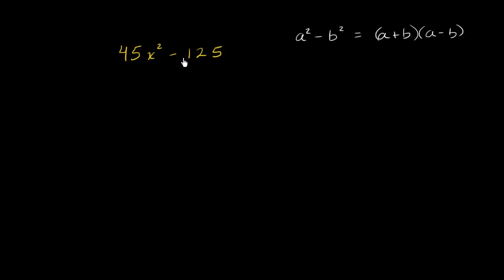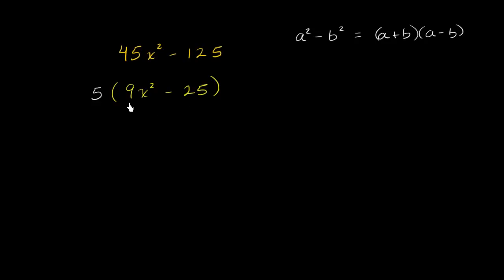But what is interesting is that both 45 and 125 have some factors in common, and the one that jumps out at me is 5. So let's see if we can factor out a 5, and by doing that, whether we can get something a little bit closer to this pattern right over here. If we factor out a 5, this becomes 5 times, well, 45x squared divided by 5 is going to be 9x squared, and then 125 divided by 5 is 25.